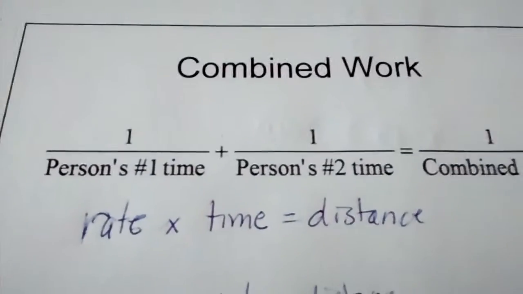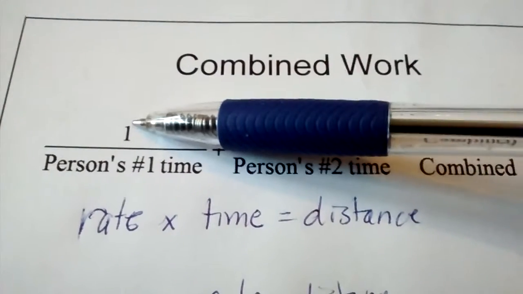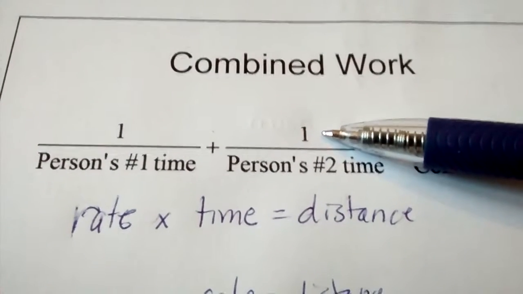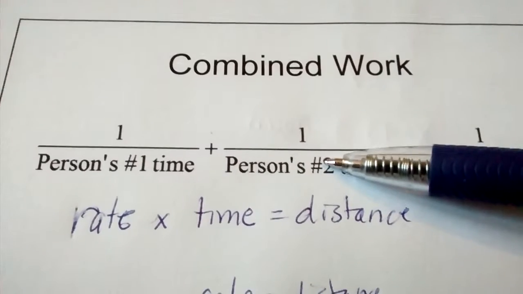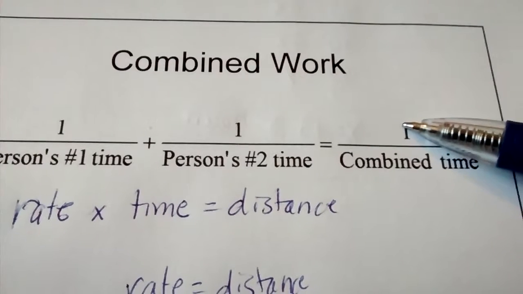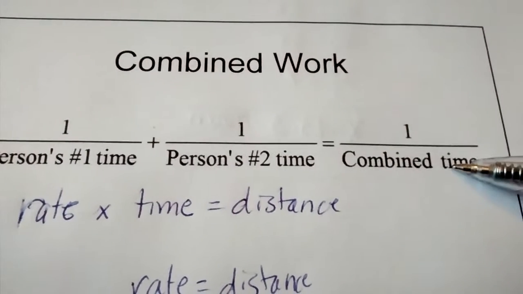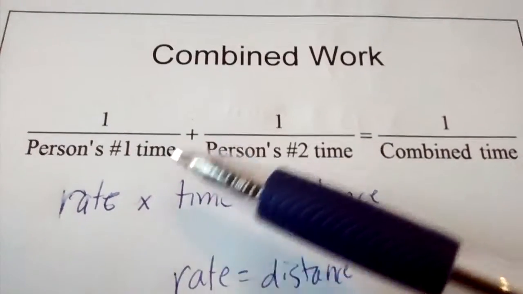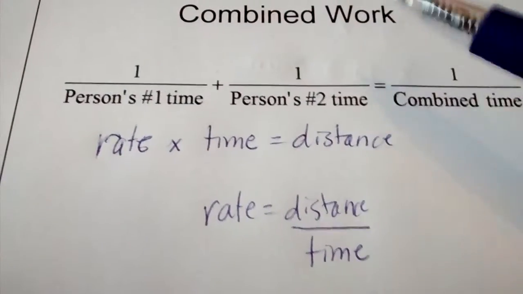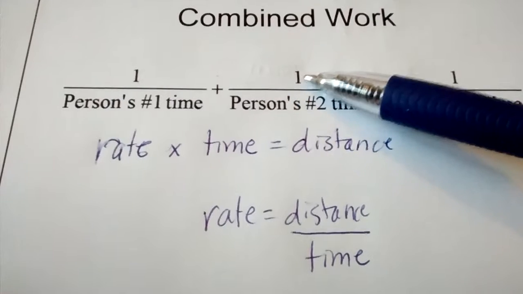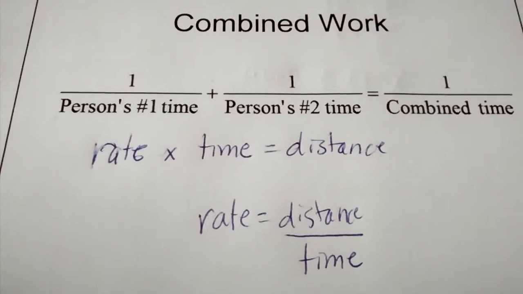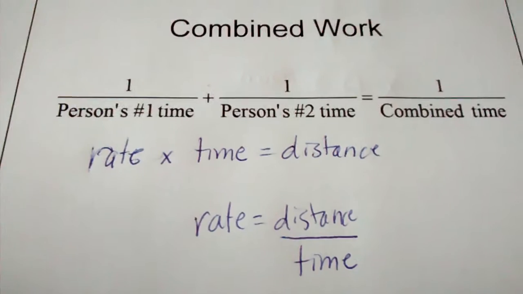Combined work is the task, which is cleaning the room, one task, over the one person's time, plus the task again, cleaning the room, over another person's time, equals the task, which is one room to be cleaned, over the combined time. This equation really comes from the equation of rate times time equals distance. If you solve for rate, you have distance over time. In this case, the one task is your distance, what you're accomplishing, and the person's time is underneath. So let's do a couple example problems.